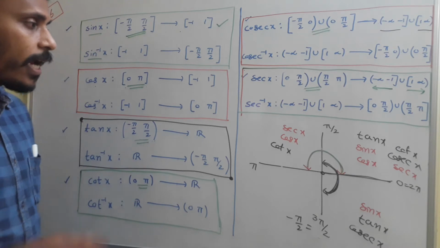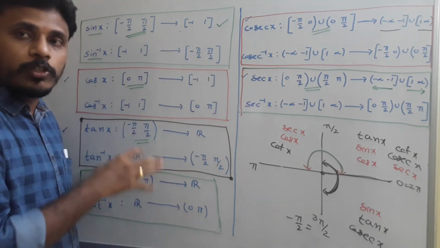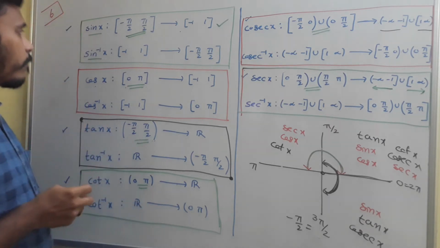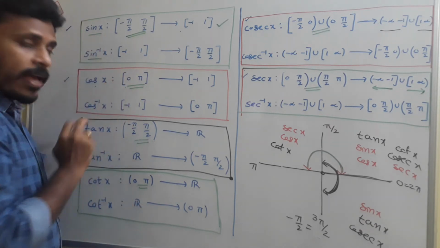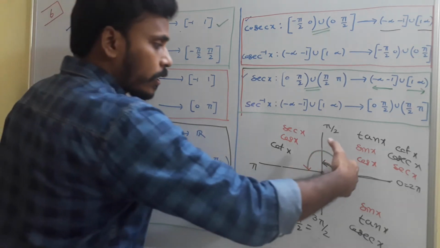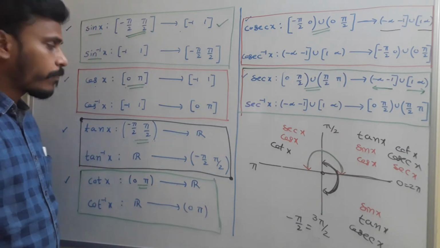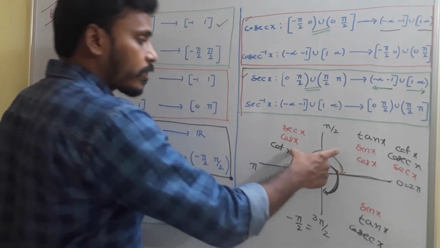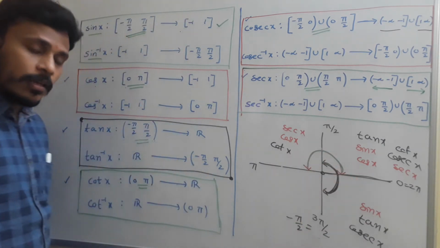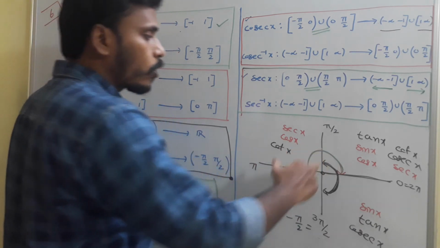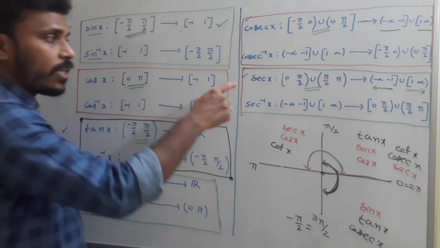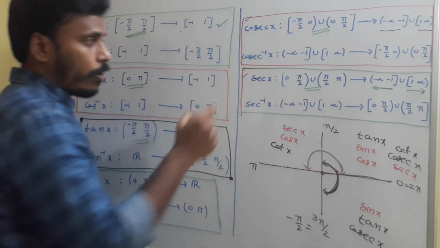Once at the end, when you think about the domains of all these functions used to define inverse trigonometric functions: for sin x, the domain is in the fourth and first quadrants. For cos x, the domain is the first and second quadrants. For tan x, again the fourth and first quadrants. For cot x, again the first and second quadrants. For cosecant x, the fourth and first quadrants. For secant x, again the first and second quadrants.